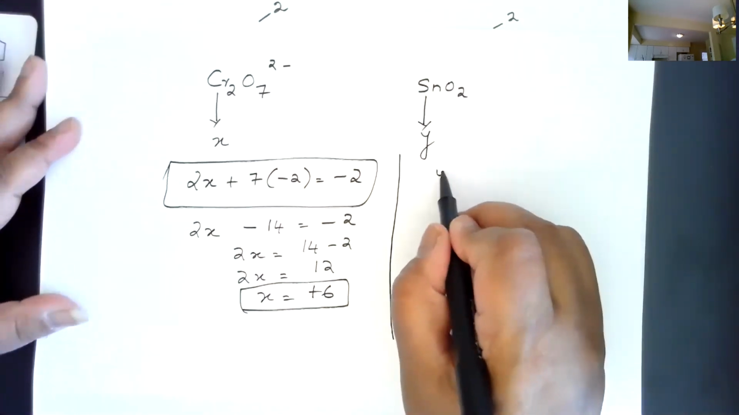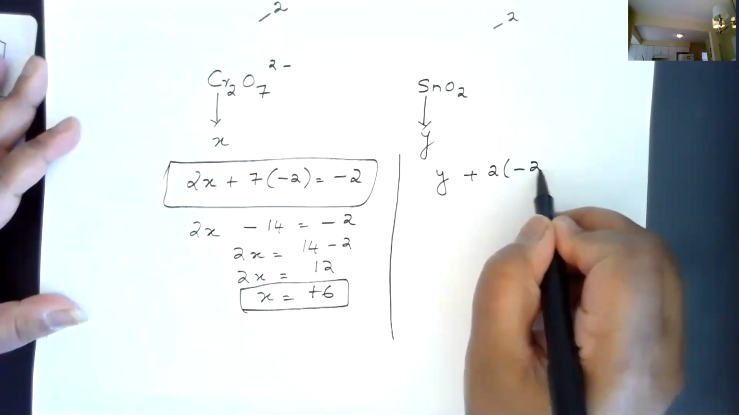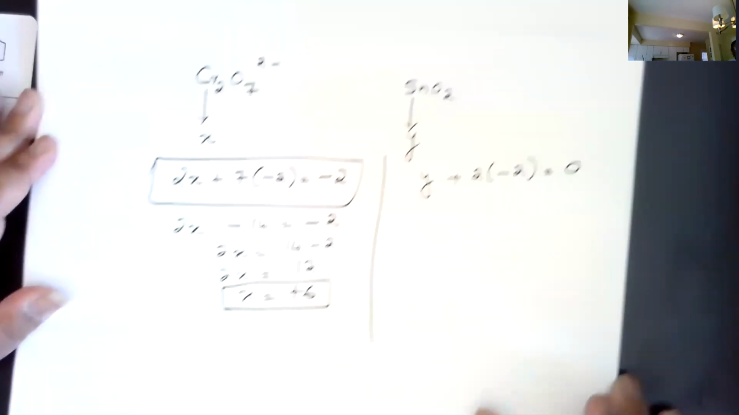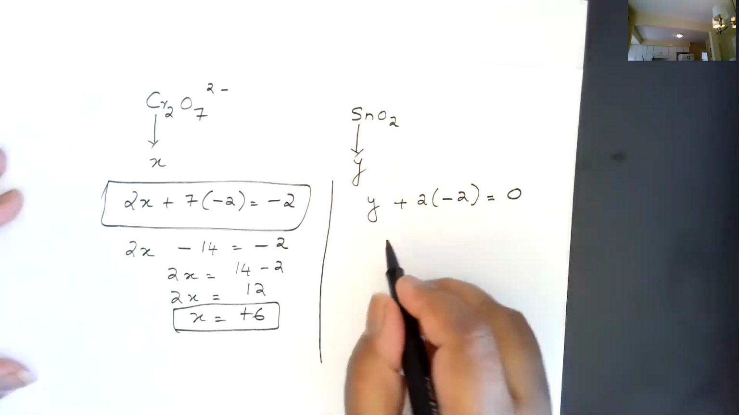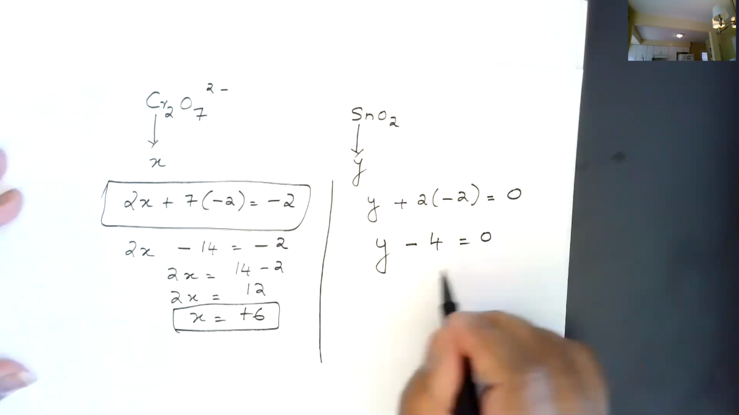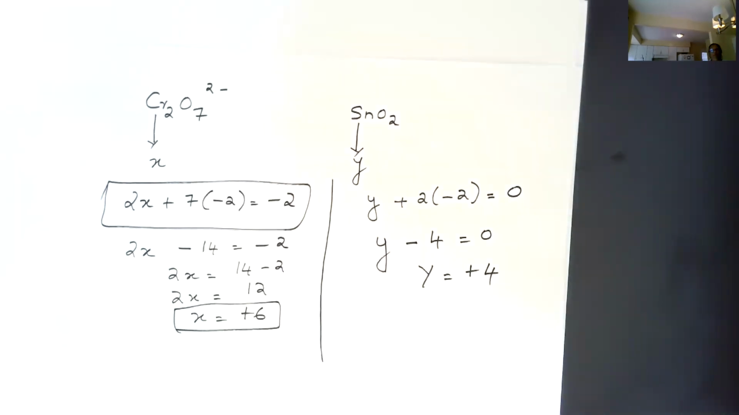SnO2, so this is Y, I call it Y, plus 2 times, there are 2 oxygen atoms, so this is 0 though. There's no charge on the compound or the formula for the compound. Y is +4.